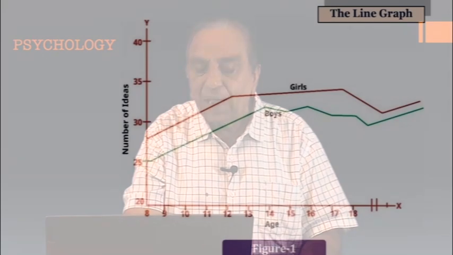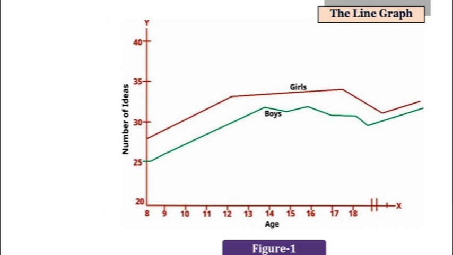Now, the first thing I have shown you is figure 1. If you look at figure 1, on the OX axis there is age, age group 8, 9, 10, 11, 12, 13, 14, 15, 16, 17, 18. That means age from 8 to 18. And on the OY axis, in my previous lecture, I told you about what OX and OY axes are.